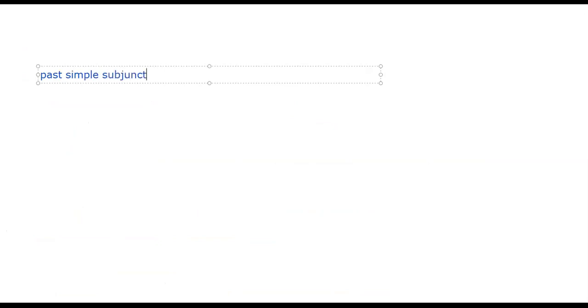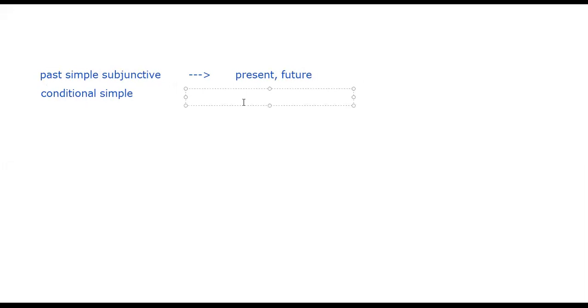And let me mention the conditional too, actually. So the conditional uses would, right? So past simple subjunctive points to the present or the future. Conditional simple, so by simple I mean without the have, points to the present or the future too.